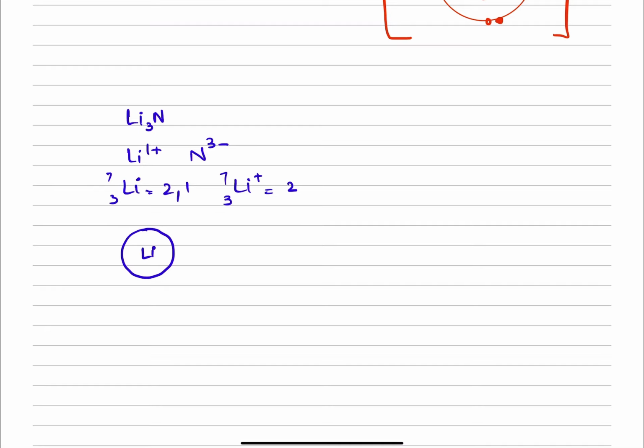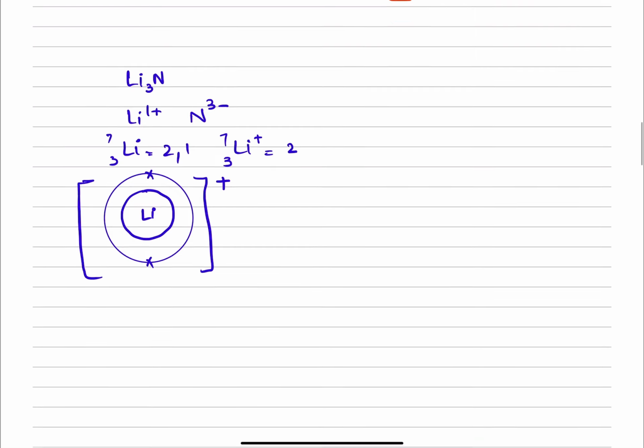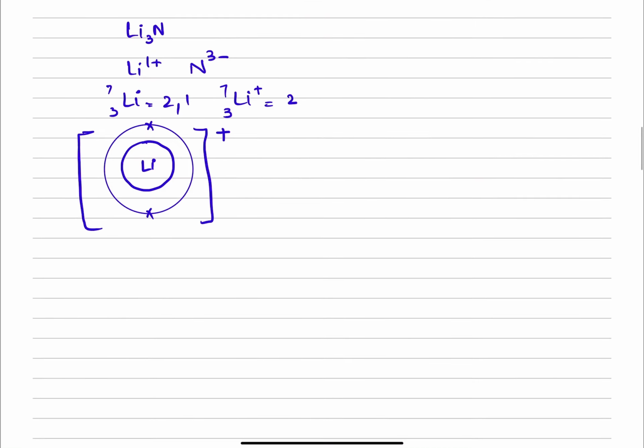So if this is lithium and this is the duplet of lithium, it just has 2 electrons in its outer shell with a plus charge. Now I need 3 lithiums, because nitrogen needs 3 electrons and lithium only loses 1. So to balance off 1 nitrogen, I need 3 lithiums. So the short form of this dot and cross diagram will be, instead of making 3 lithium ions, which will be a very tedious job, I will just put a 3 in front of lithium.